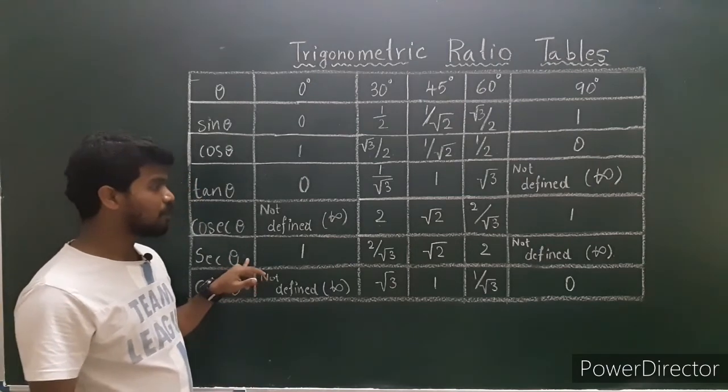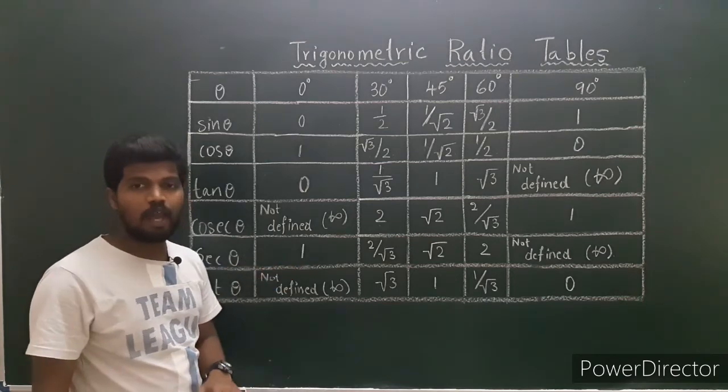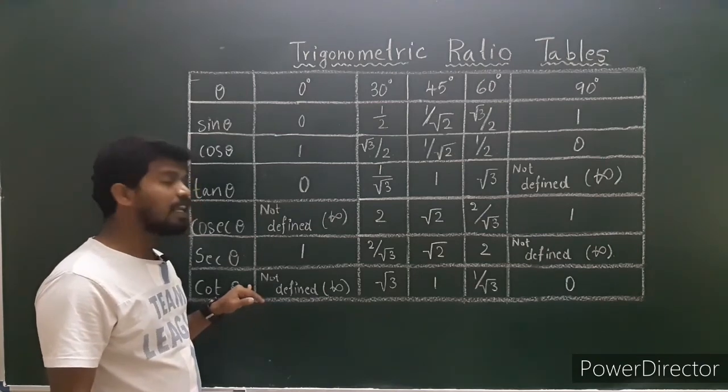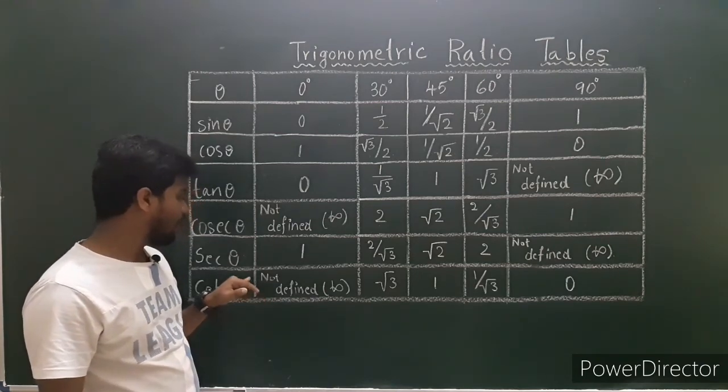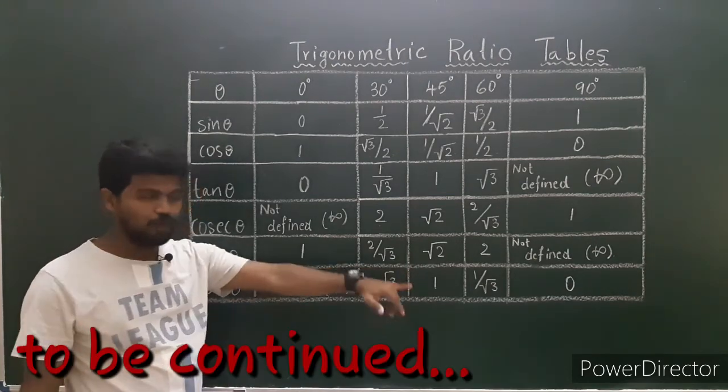Next, secant theta. As the angle increases, the secant value also increases. Finally, cot. As the angle increases from 0 to 90 degree, the cot value decreases from not defined to 0.